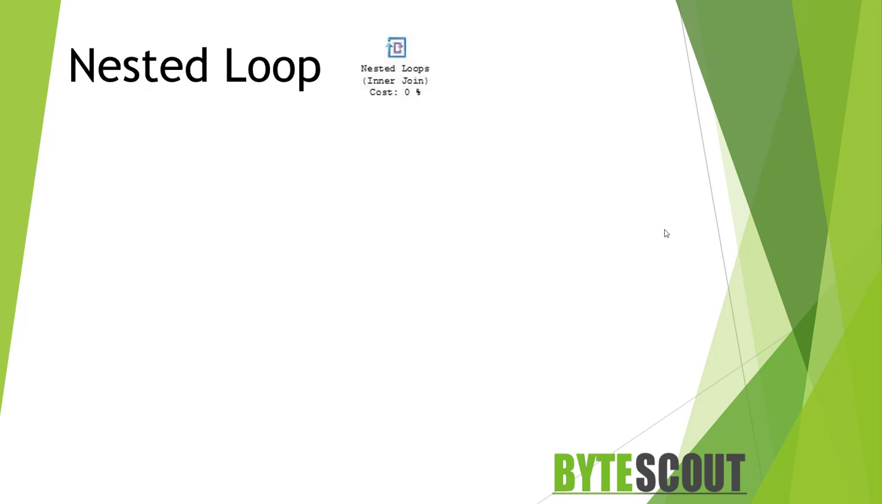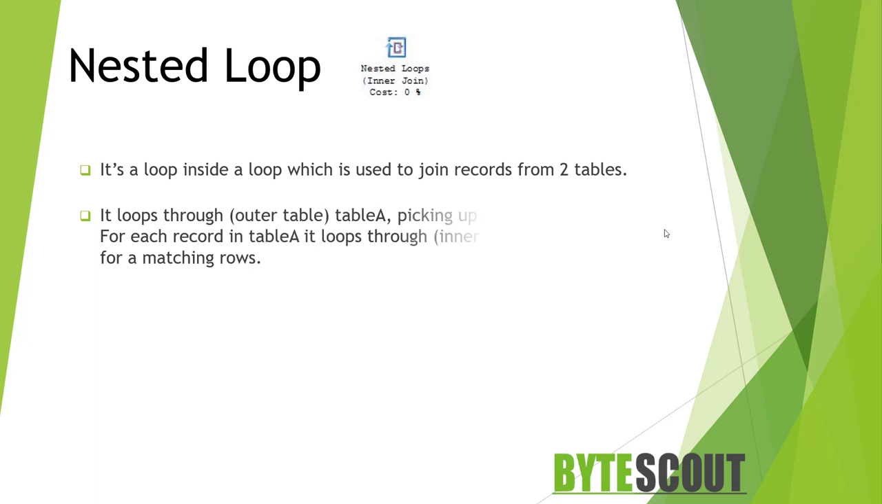So what is nested loop and how does this physical operator work? As the name implies, it is a nested loop, which means it's a loop inside a loop which is used to join records from two tables. A nested loop join uses one join input as the outer input table and the other as the inner input table. So think of it this way.